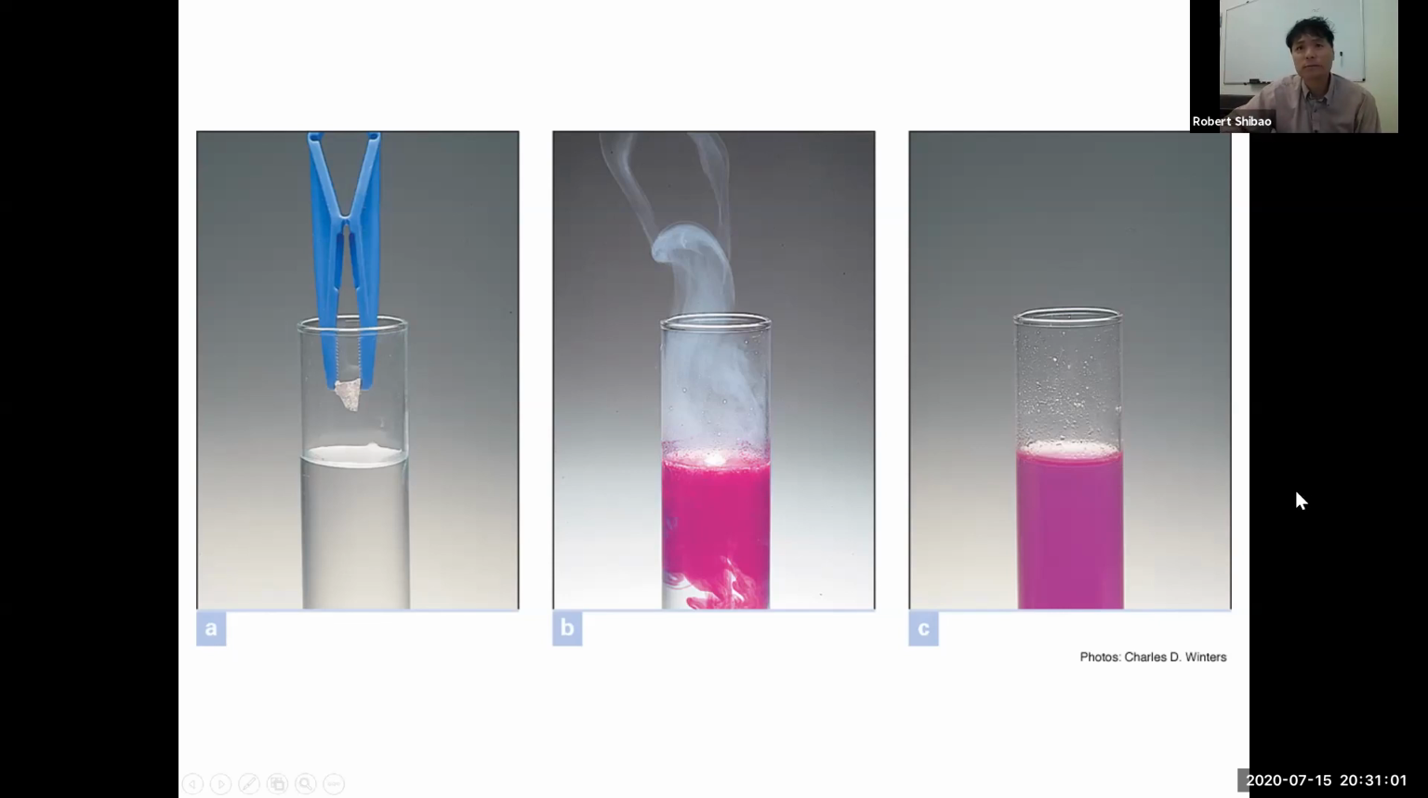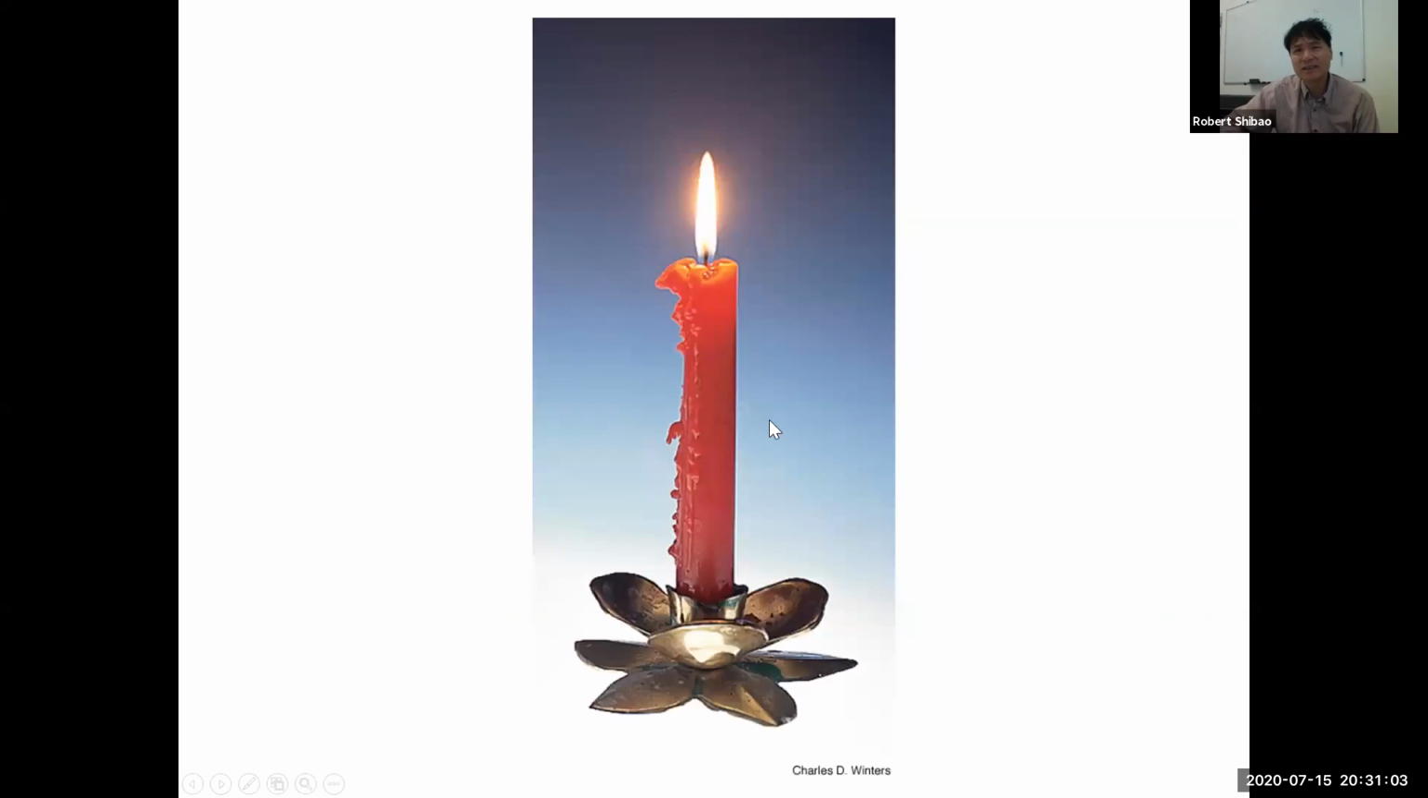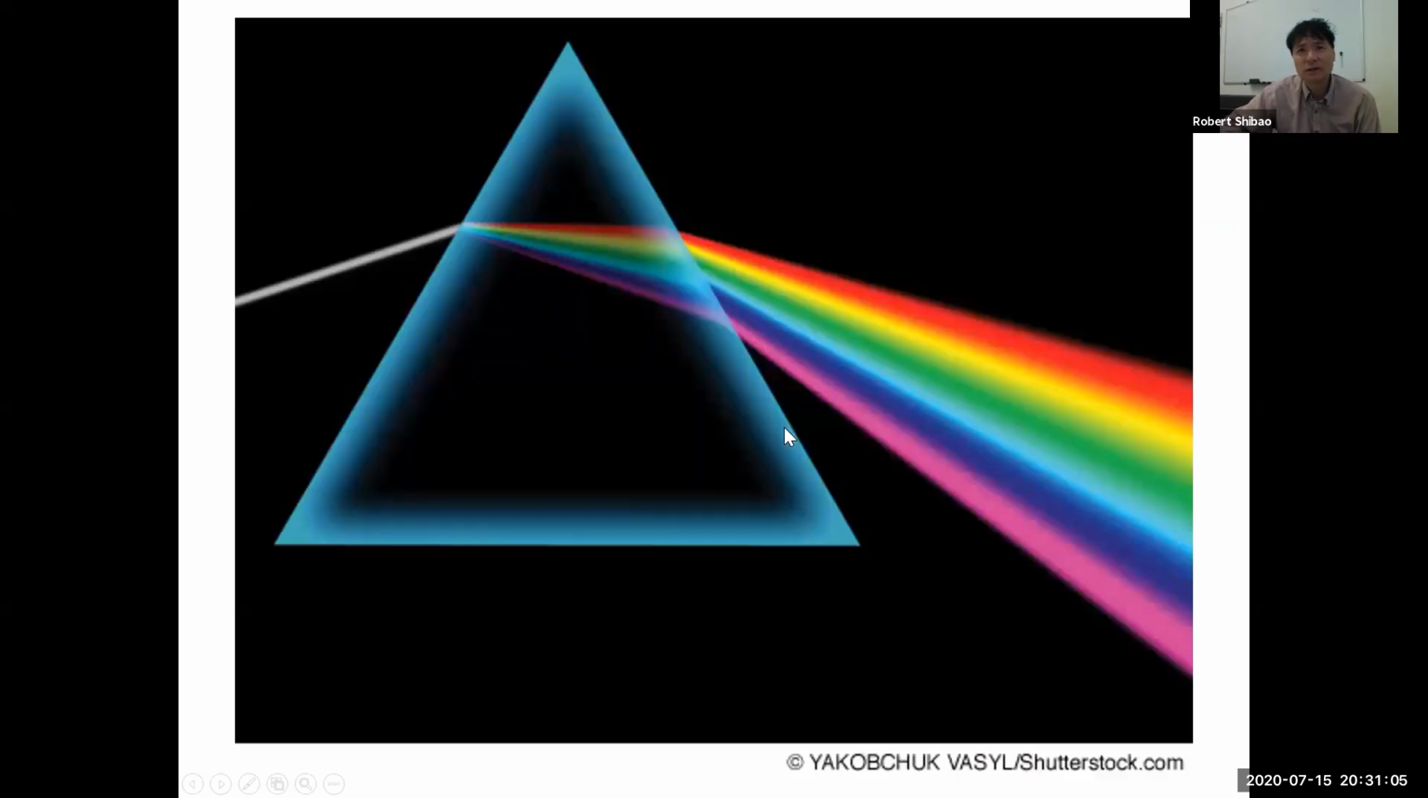A candle's obviously a chemical reaction here. This is just light energy. This is light being separated into the colors here by a prism, the red and then violet. It spreads out because different wavelengths of light travel at different speeds through the prism.